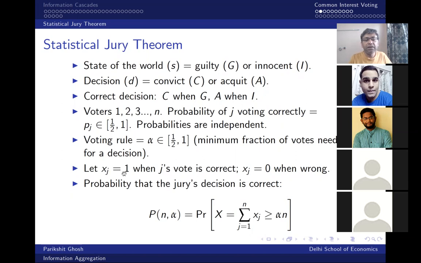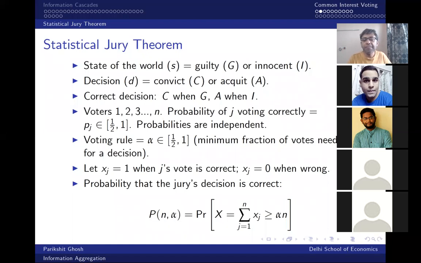So now let's bring in an index variable. If j has voted correctly, then xj takes the value 1. If j has voted incorrectly, then xj takes the value 0. Now, what is the probability that the jury, under these assumptions, will take the right decision? Jury as a whole, not a single member of the jury, but jury as a whole. And that's going to depend on the size of the jury N and the voting rule adopted, alpha, obviously, right?